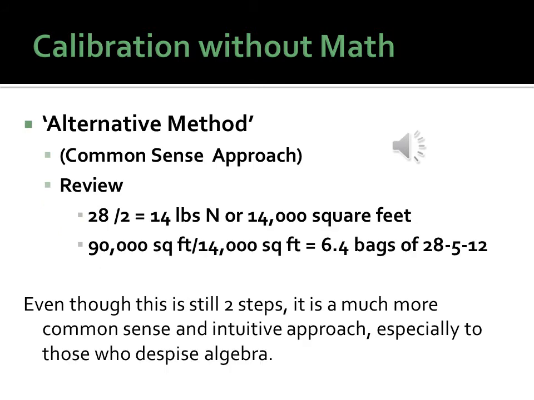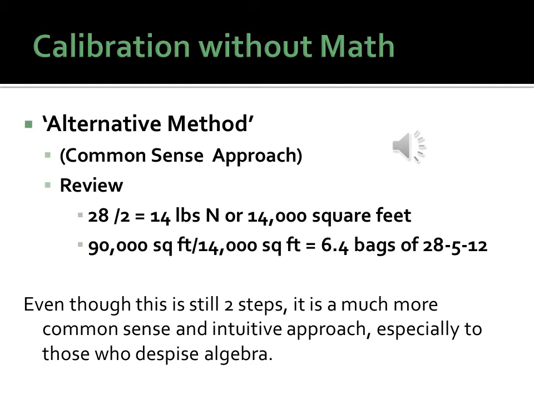All right, here's a review from your alternative method. 28 divided by 2 is 14 pounds of nitrogen per 14,000 square feet, just a couple of slides ago. And 90,000 square feet divided by 14,000 square feet gives us the 6.4 bags of 28-5-12. Even though this is still 2 steps, it is a much more common sense and intuitive approach, especially for those who despise algebra. We're not doing much cross multiplying.